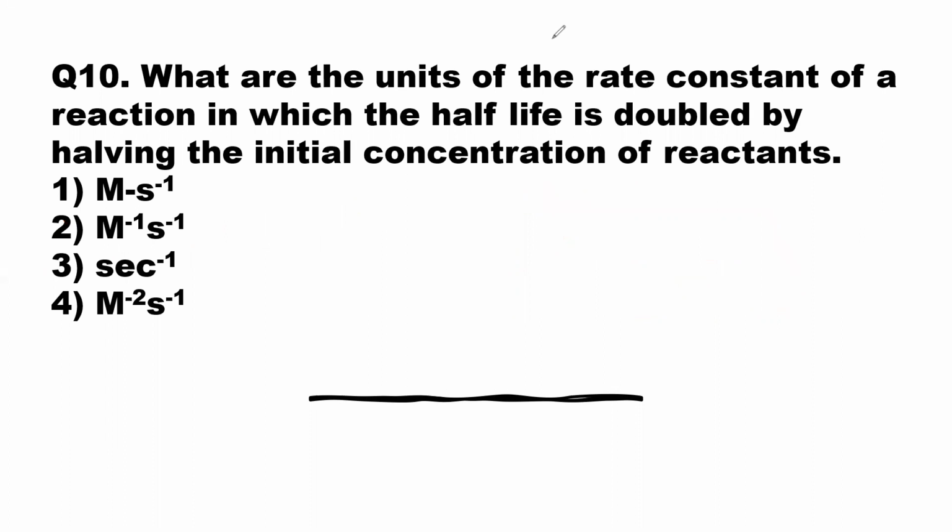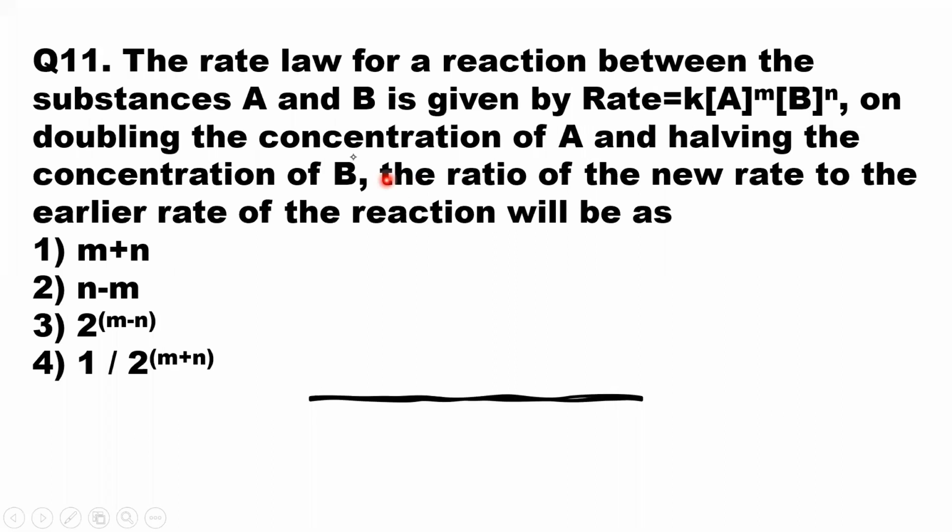So units for all the orders of reactions are also very, very important. Next question. The rate law for a reaction between the substances A and B is given by rate is equal to k into [A] to the power of m, [B] to the power of n. Alpha, beta, anything is the same, because rate is always proportional to the concentration of the reactants raised to the stoichiometric coefficients. On doubling the concentration of A and halving the concentration of B, the ratio of the new rate to the earlier rate of the reaction will be?